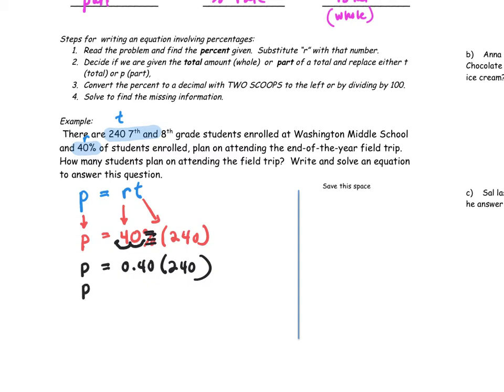If you had part equals 96, you are correct. So because it's a word problem, we're asked a real life question. Let's go find out what we just answered. How many students plan on attending the field trip? So we can now write the answer is 96 students plan on attending the field trip.